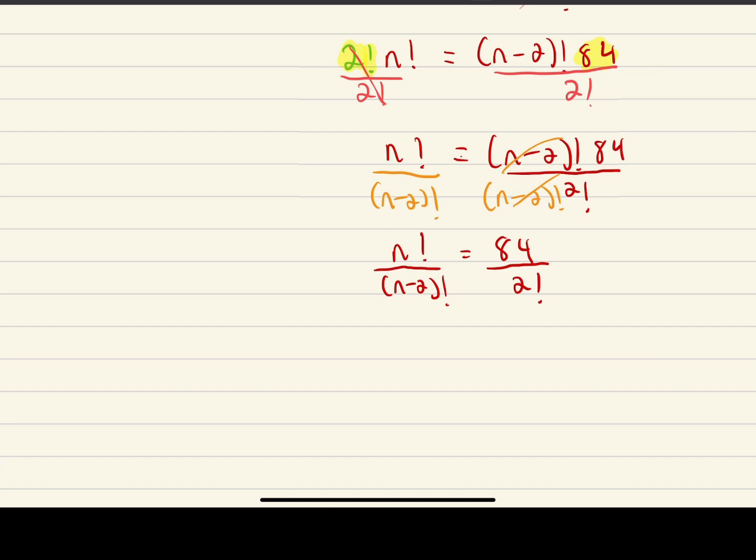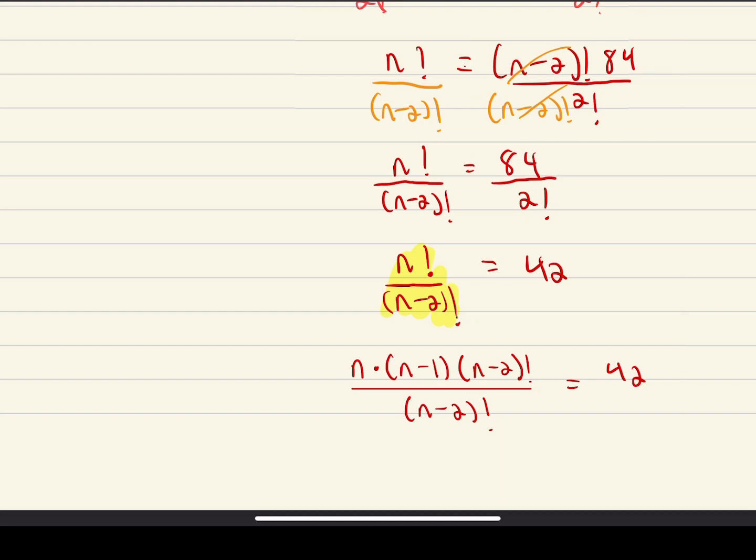Simplifying this, of course, remember 2 factorial is 2 times 1. That's just going to be 2. So we're going to write n factorial over n minus 2 factorial is going to equal 42. Now what I'm going to do is expand this according to the formula of permutation.